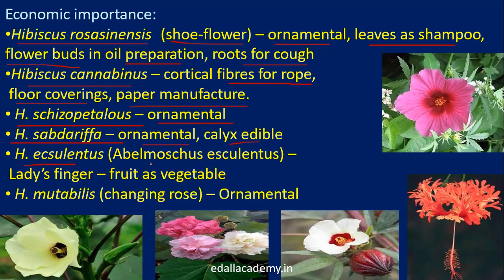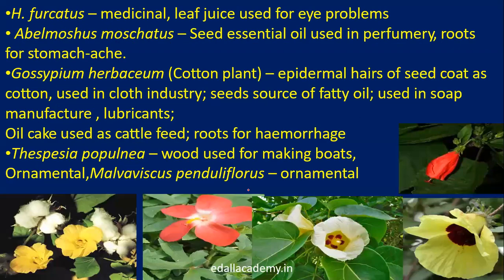Hibiscus esculentus is commonly called lady's finger, Abelmoschus esculentus, used as a vegetable. And Hibiscus mutabilis is commonly called changing rose, cultivated as an ornamental plant. And Hibiscus furcatus is used in the field of Siddha Ayurveda as a medicinal plant. Leaf juice is used to treat hair-related problems.